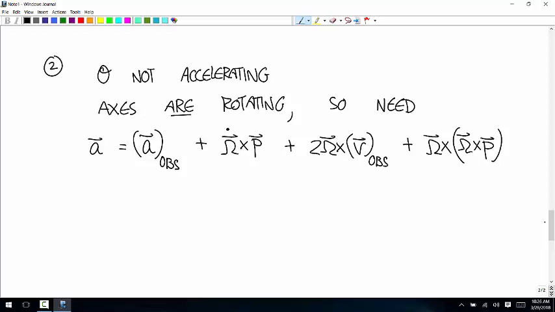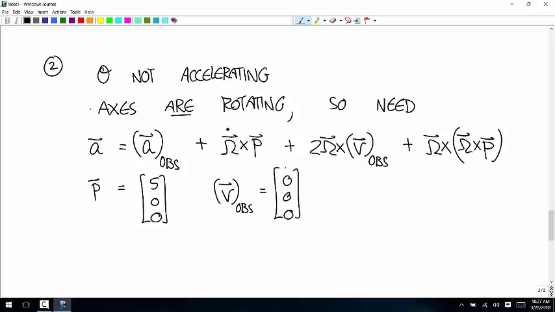Yes, because that's what we can use in Newton's second law. Okay, so let's just go through and figure out what all of these variables give us. So the position vector is 5, 0, 0. The observed velocity vector is 0. The observed acceleration vector is 0.